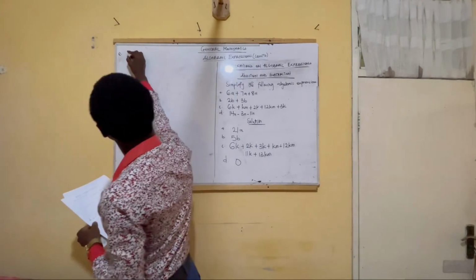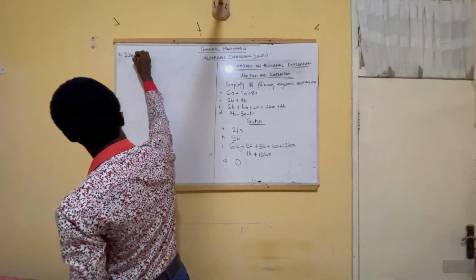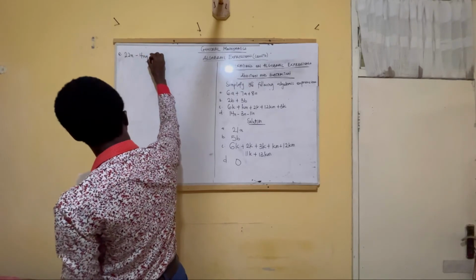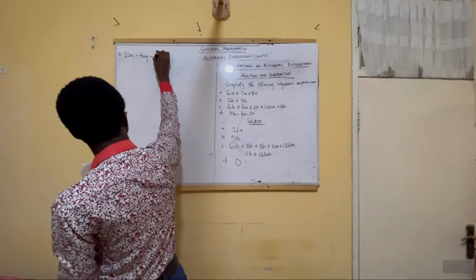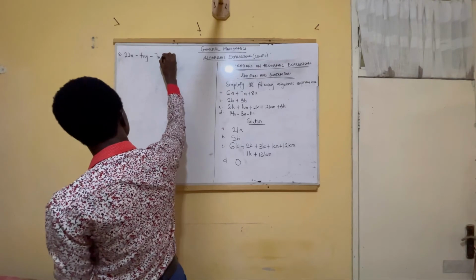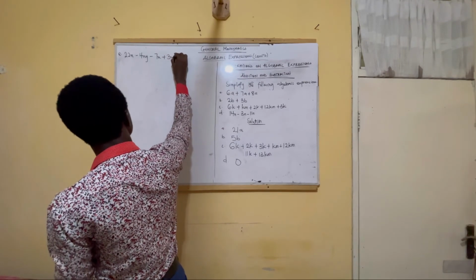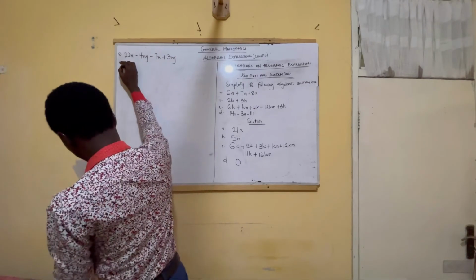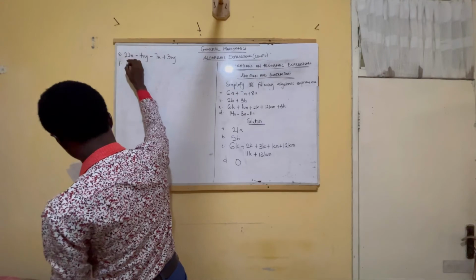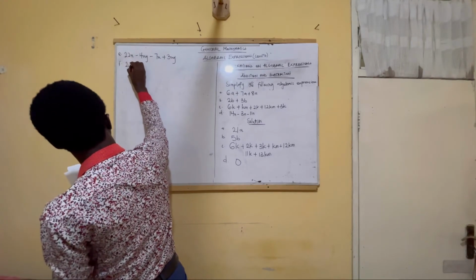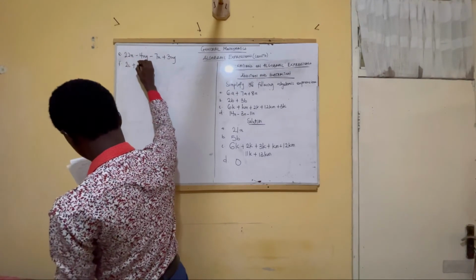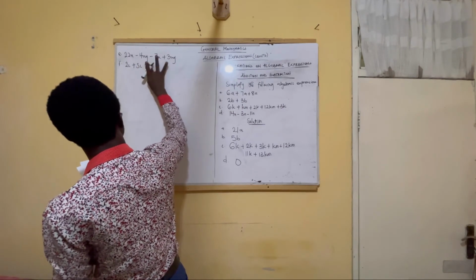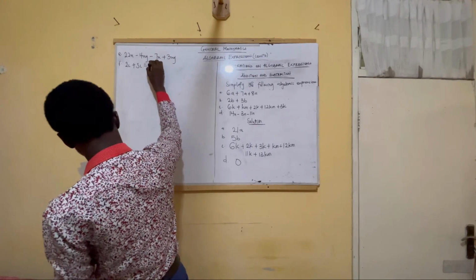E is 22x minus 4xy minus 7x, then plus 3xy. Over here, you group. Sorry, let me continue. 2c plus 5c, no, minus 9c.